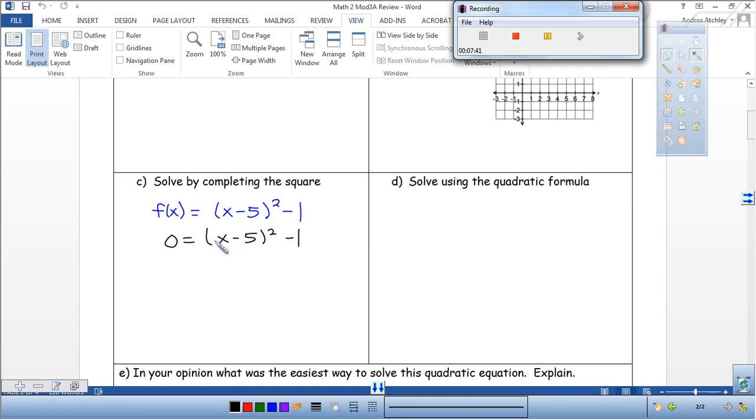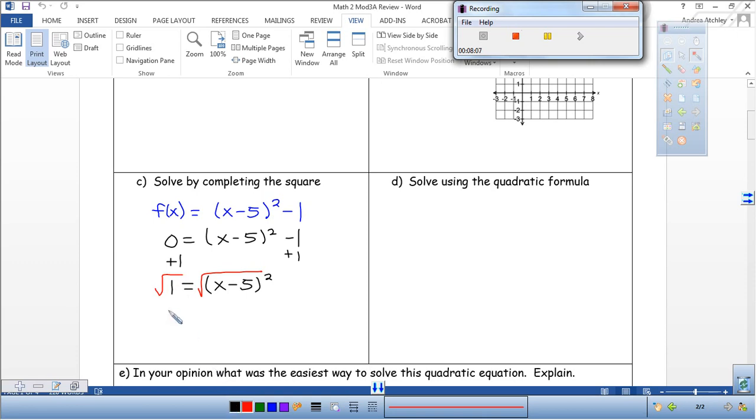So I'm going to isolate the x squared. I'm going to add 1 to both sides to get the x minus 5 squared by itself. So it'll be 1 equals x minus 5, whole thing squared. Now to get rid of the squared, we have to square root both sides.